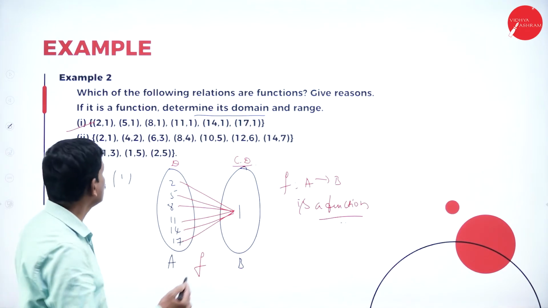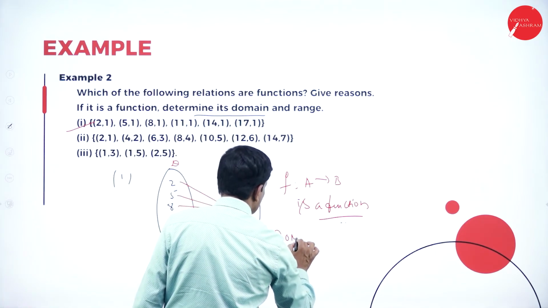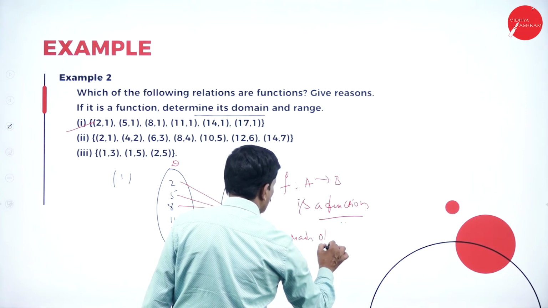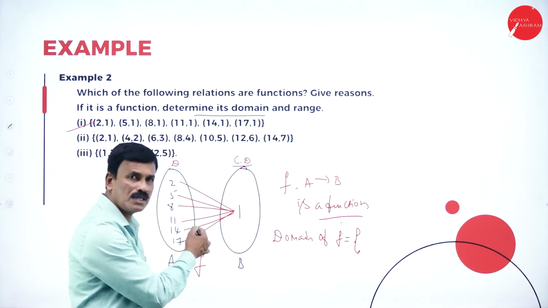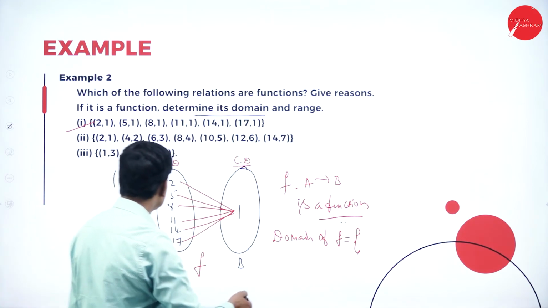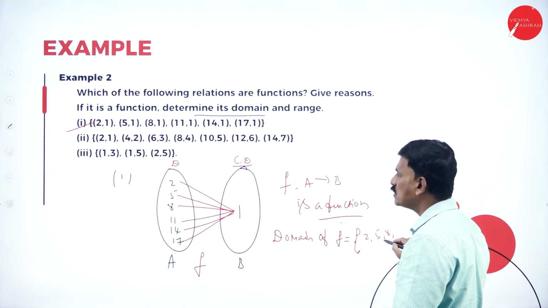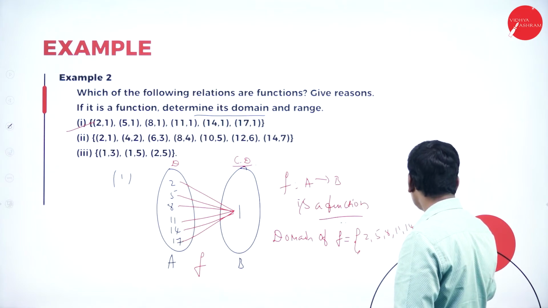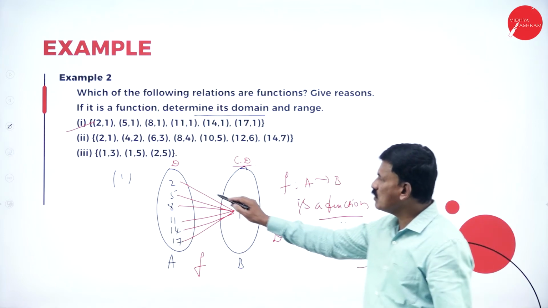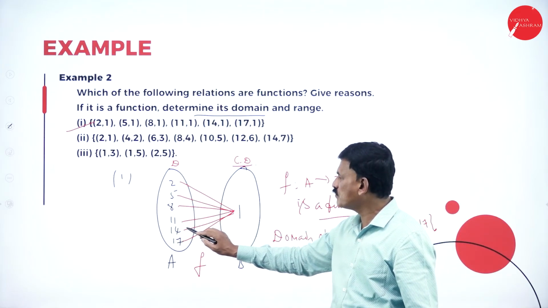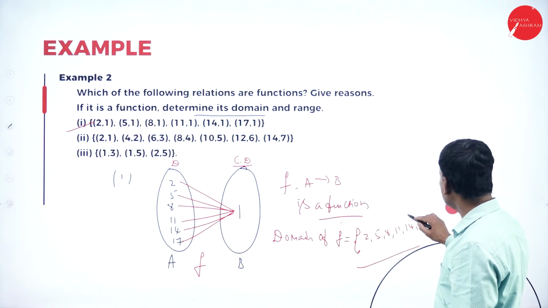Now how to write the range and domain of the function? Write down the domain. Domain is nothing but the set of all first elements. Domain of f is equal to the set of all first elements of the function: 2, 5, 8, 11, 14 and 17. This is called the domain.